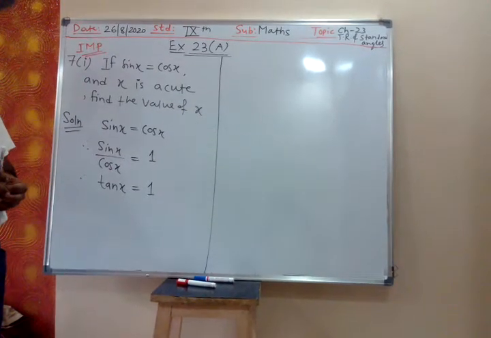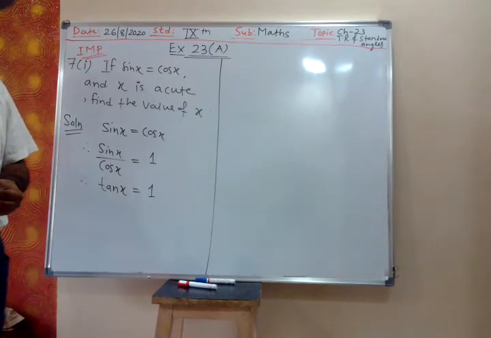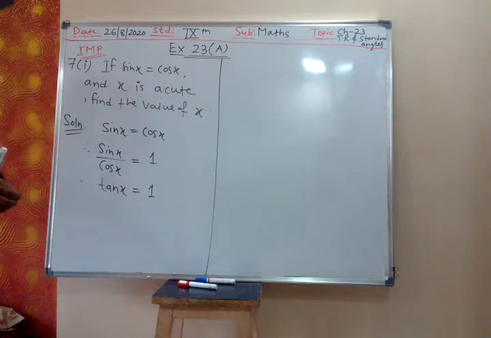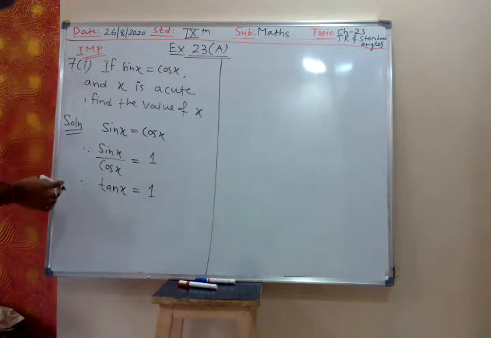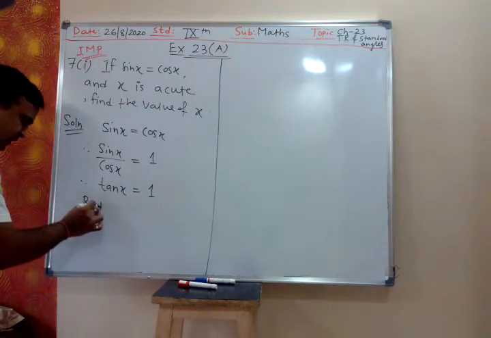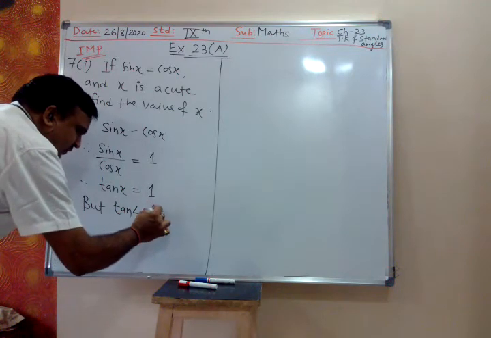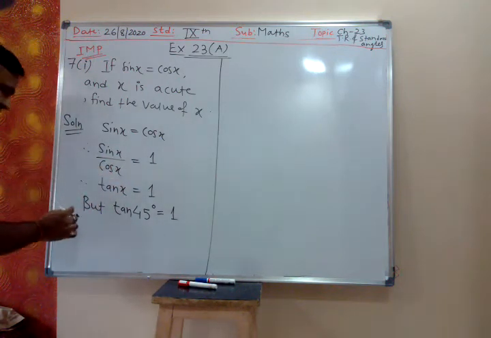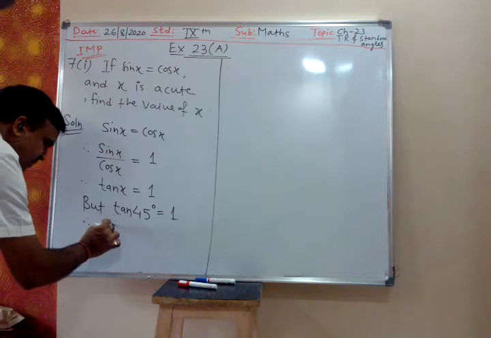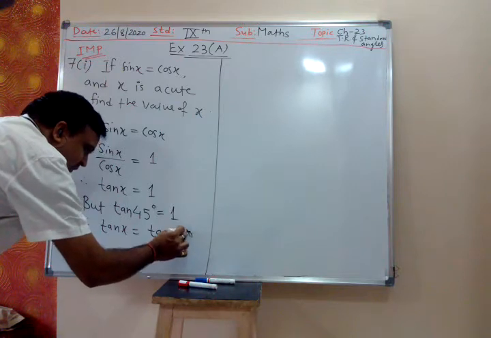Sin x upon cos x is 1. Now it is clear. Yes. Now sin x upon cos x is tan x. Tan x is 1. But tan of which angle is 1? Tan 45 degree is 1. So tan x is 1, but tan of 45 degree is 1. So you will get tan x is equal to tan 45 degree.